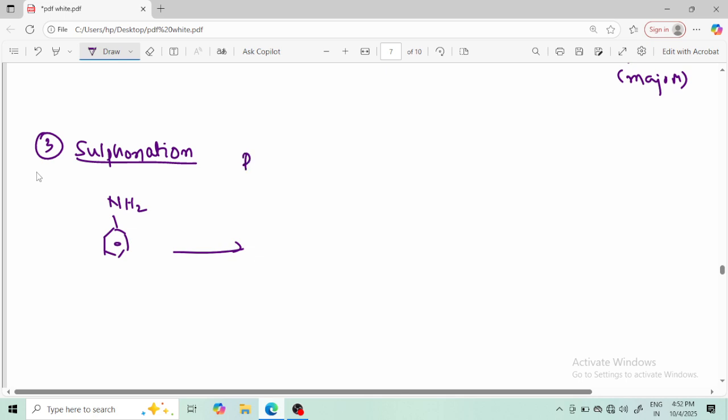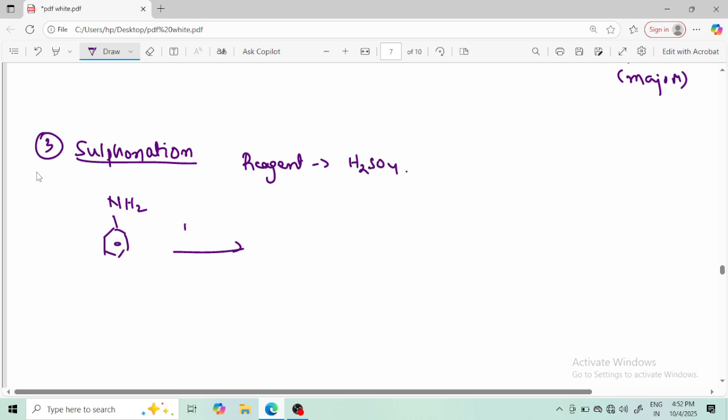The last one is sulfonation. So in sulfonation, we don't do this activating and reactivating. This process is completely different. So in other reactions you are memorizing like half an understanding, but this sulfonation better you memorize fully. So NH2 is given, let's say is reacting with sulfuric acid. Here the reagent is, you memorize it: H2SO4 or concentrated H2SO4.